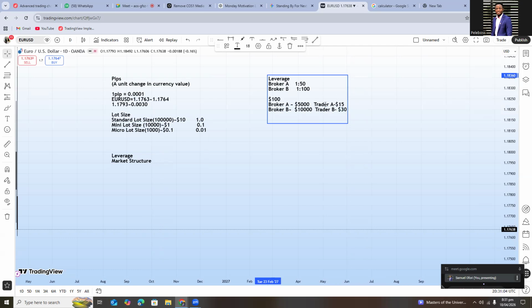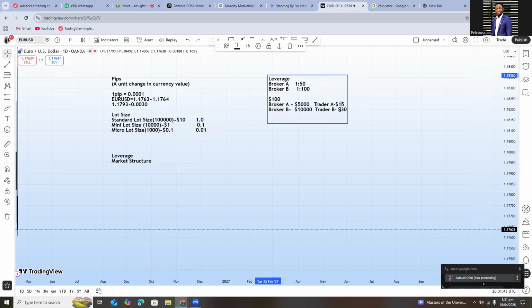So in this case, the market went in their favor, and that is why trader B is smiling, right? Assuming they went for a sell and the market rather appreciated by 30 pips, what it means is that trader A is going to lose only $15. So at the end of the day, trader A is going to be left with what? $85 in his account, right? And then trader B is going to be left with what? $70 in his account. So they took the same trade, the same lot size, the same capital, but because of the leverage, trader B has lost $30 and then trader A lost only $15.